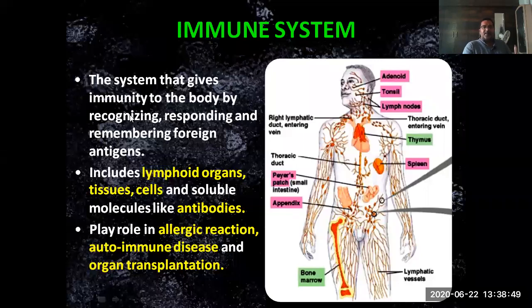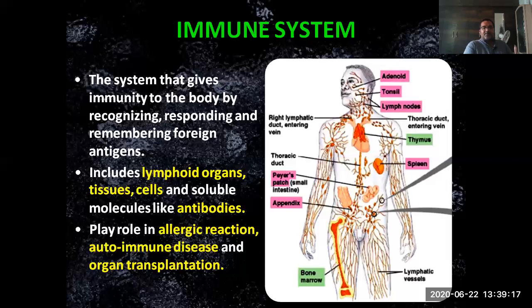The immune system is the system that gives immunity to the body by recognizing, responding, and remembering the foreign antigens. Here I say again that we are going to a brief explanation of the immune system. The complete detailed explanation of the immune system, stepwise, is available in the black. Please watch those videos. This is just a revision type explanation. Okay, then let me continue.